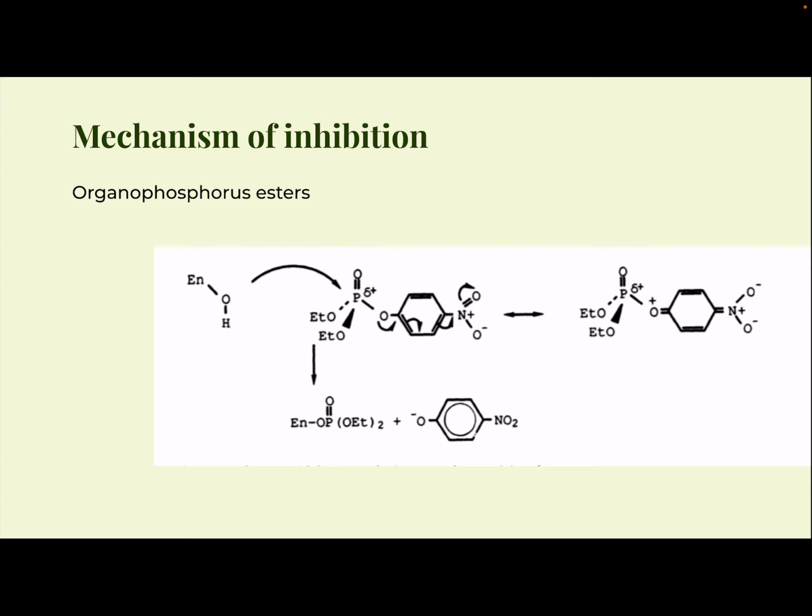So the mechanism and inhibition of acetylcholinesterase by organophosphorus is shown here. It's pretty much a two-step process.